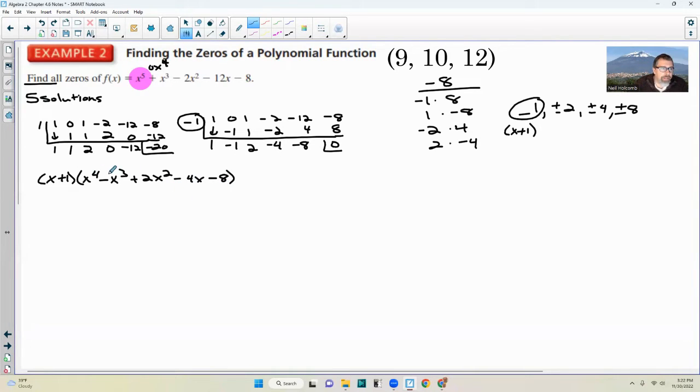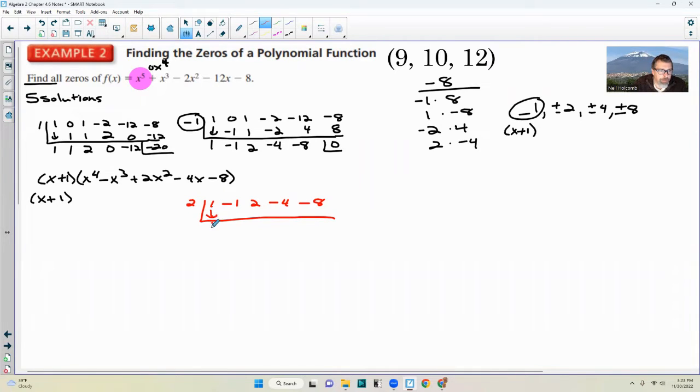So this time I'm going to try another 0. I already know it's x plus 1. Now I've got to find what other one it is. Let me change colors so we're on to a new one. So now I'm going to choose one of these here, and I'm going to start with this in my synthetic division. So I'm going to have a 1, negative 1, 2, negative 4, negative 8, and now I'm going to try 2. Let's see. Yeah, let's try 2.